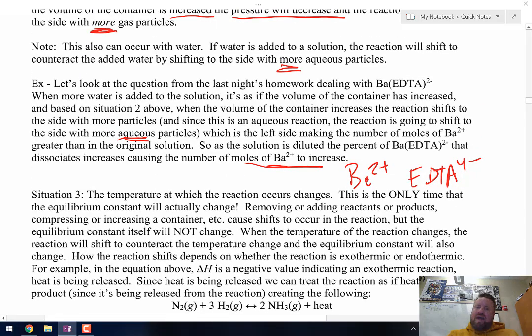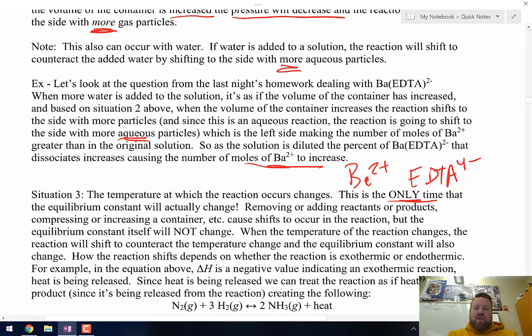Situation 1, when you add reactant, add product, remove reactant, remove product, the equilibrium constant does not change. Okay. Situation number 2, when you change the volume of a gas or change the volume of a solution, the equilibrium constant does not change. Okay. Situation number 3 is a temperature change. Okay. The temperature change at which the reaction occurs is the only time that the equilibrium constant actually changes. If you change the temperature, you change the equilibrium constant. Other than that, the equilibrium constant does not change.